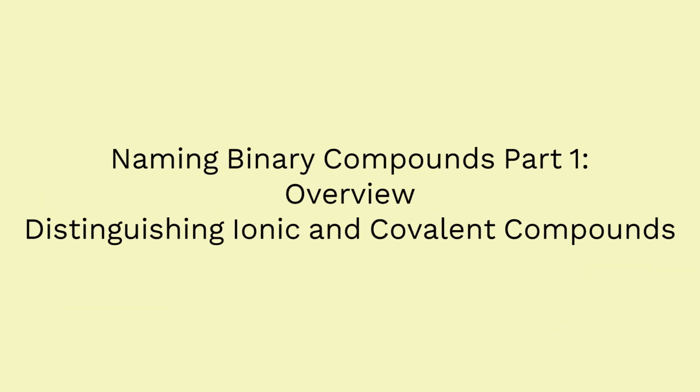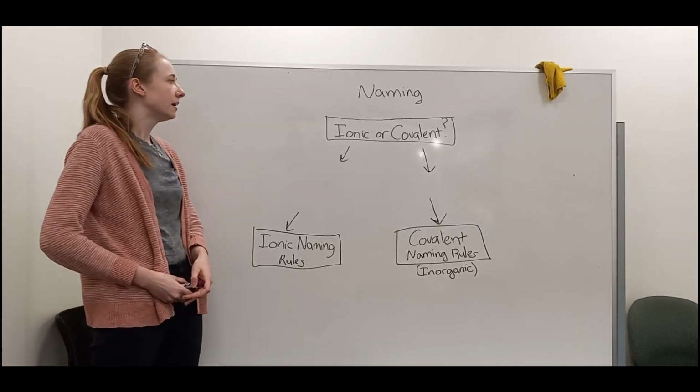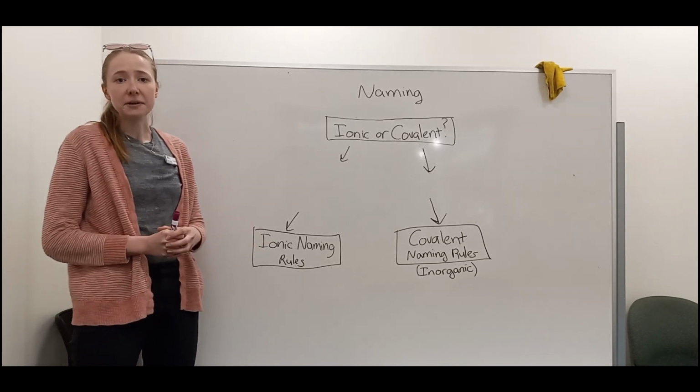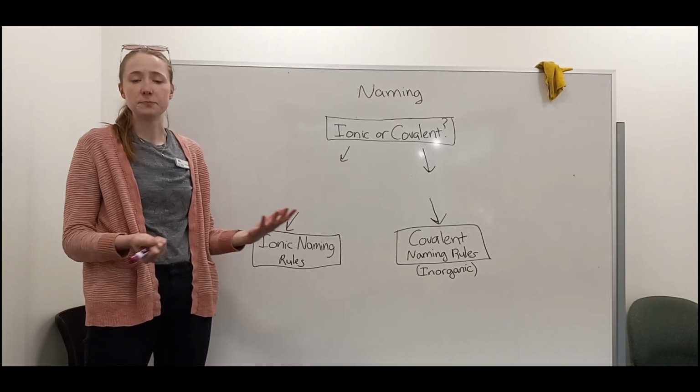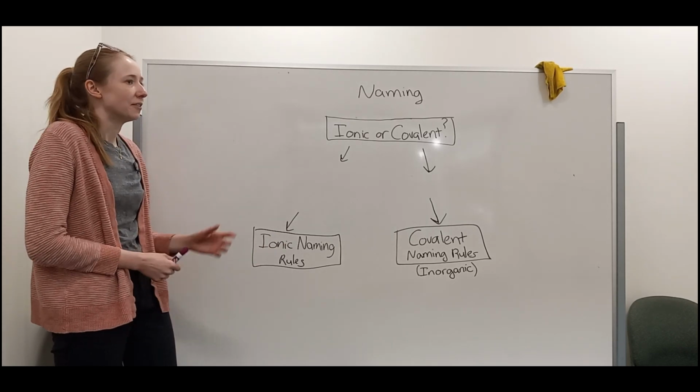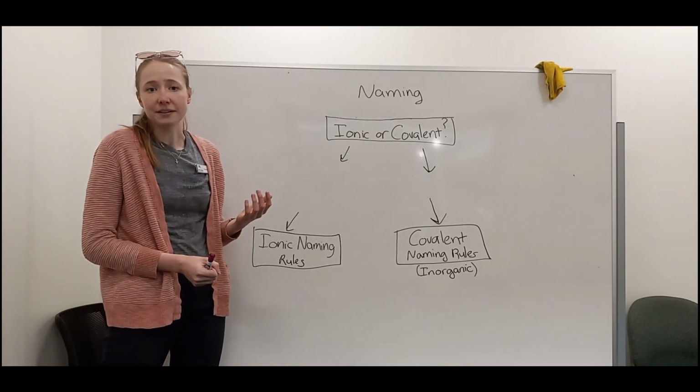So this is a quick video going over a broad overview of naming ionic or covalent binary compounds. When I say binary compound, what I mean is a compound that's made up of two things. So either two elements or possibly one or two polyatomic ions.